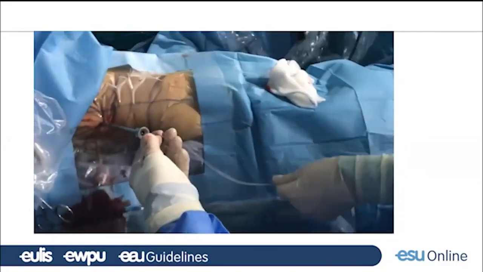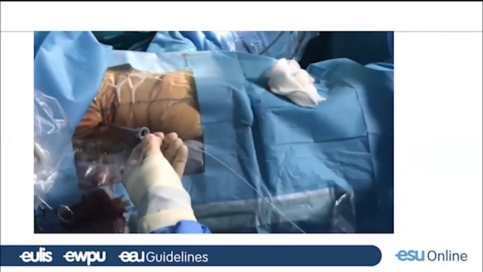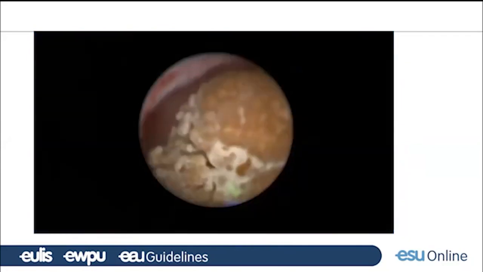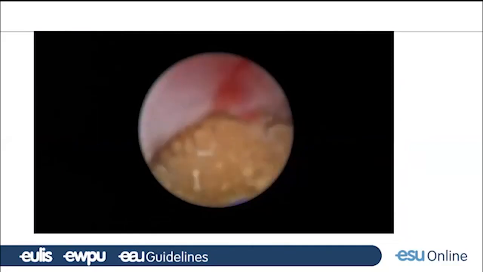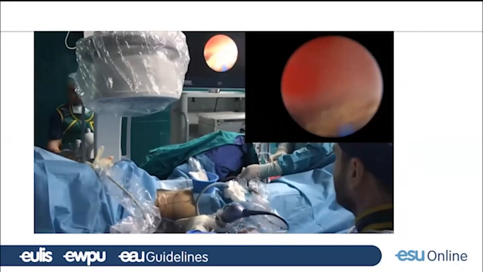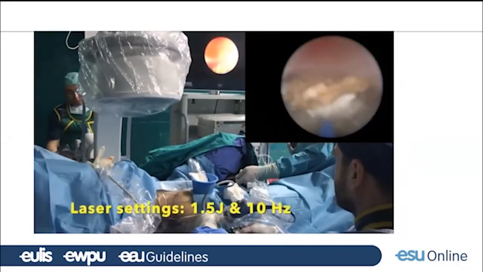Following that, we introduced the 12 French mini nephroscope. This is the MIP system. And when we reach the stone in the renal pelvis, the next step is, of course, the lithotripsy. And in order to do that, we use the holmium laser in most of the cases.